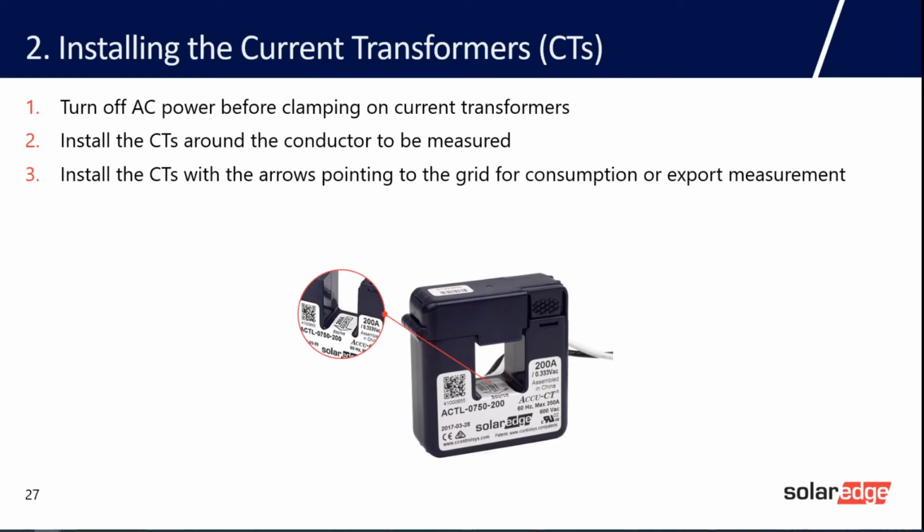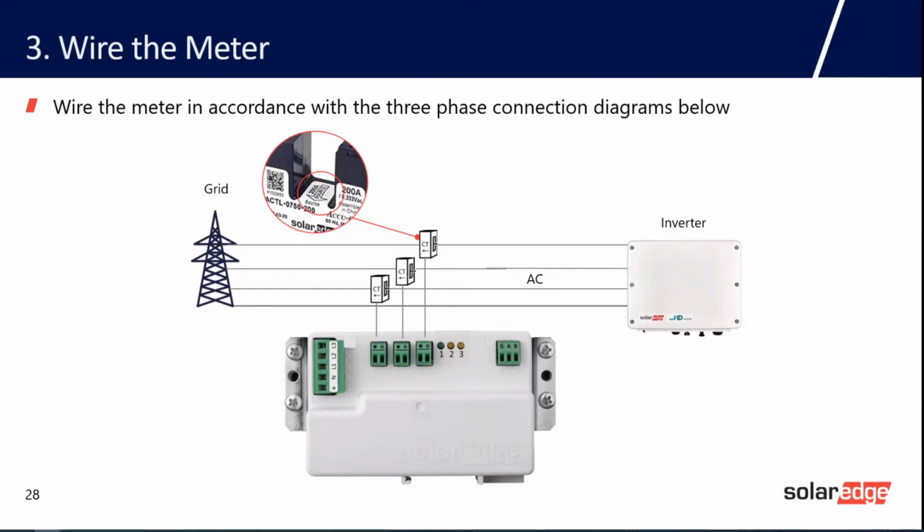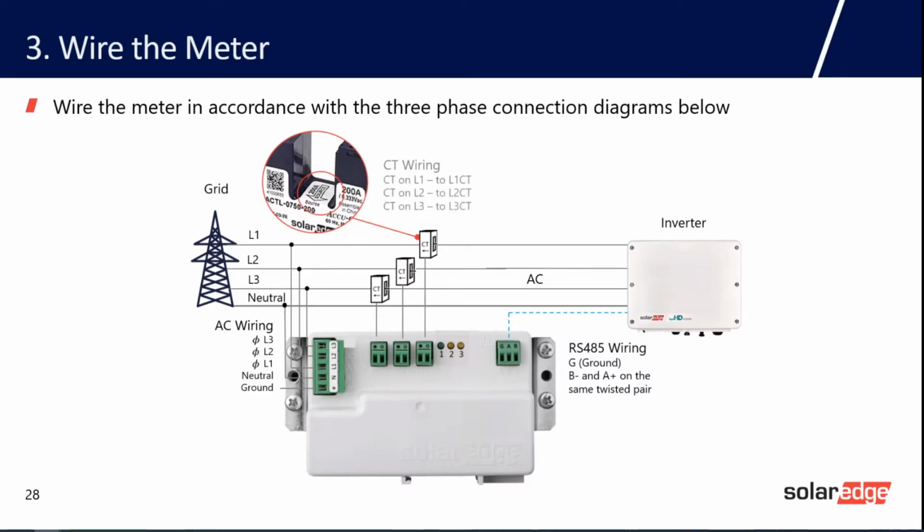In this slide we can see an overview of the meter connections to a 3-phase grid. On the left-hand side, we have a terminal block for connecting the AC wires, and on the right, we have the RS-485 communication connections to the inverter and 3 current transformers. And now, it's time to connect the wires.